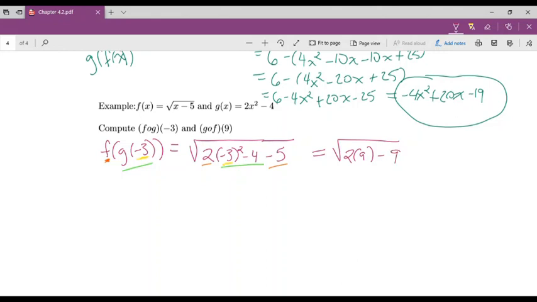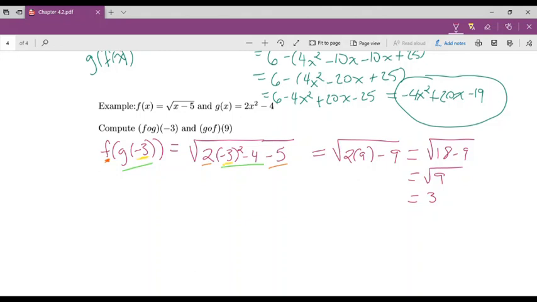2 times 9 is 18. So I get 18 minus 9. 18 minus 9 is 9. Square root of 9 is 3. So that would be your answer here.